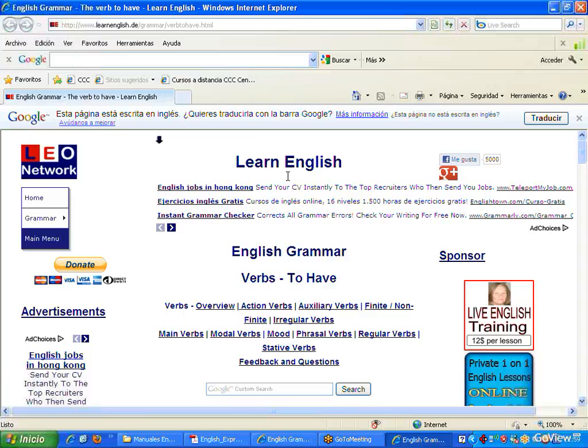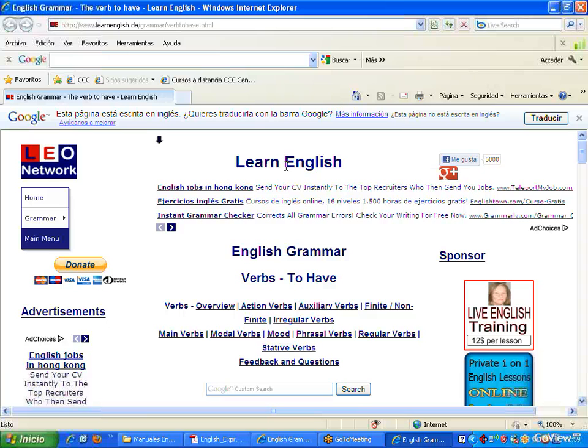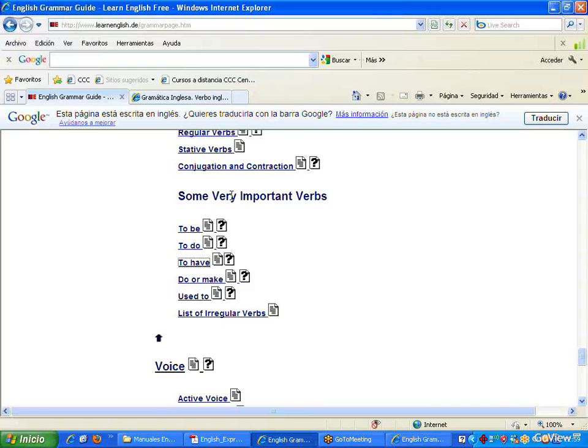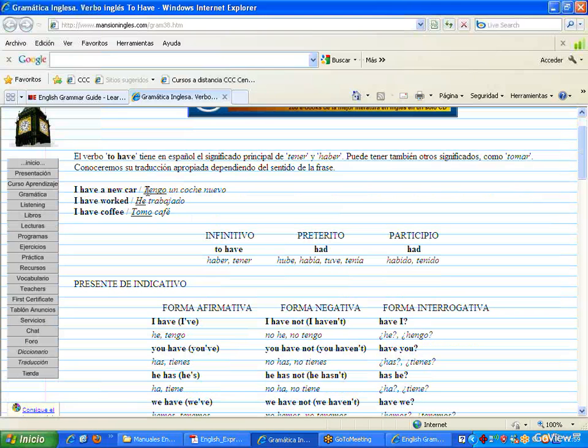Now, you could look on another site for the same thing in Spanish, for an explanation in Spanish. For example, here, gramática inglesa, verbo, to have. I have a new car. Tengo un coche nuevo. Okay? And you have all the different explanations in Spanish. There are many, many different web pages you can look at.